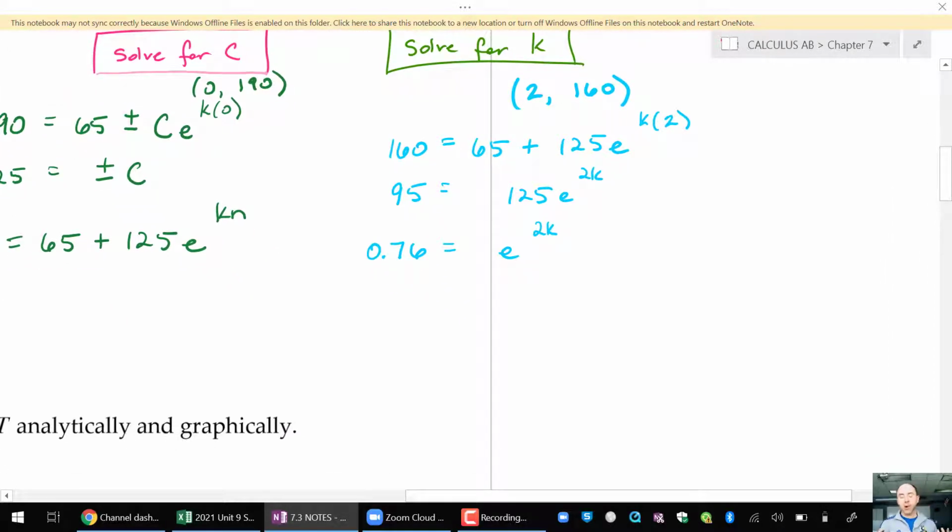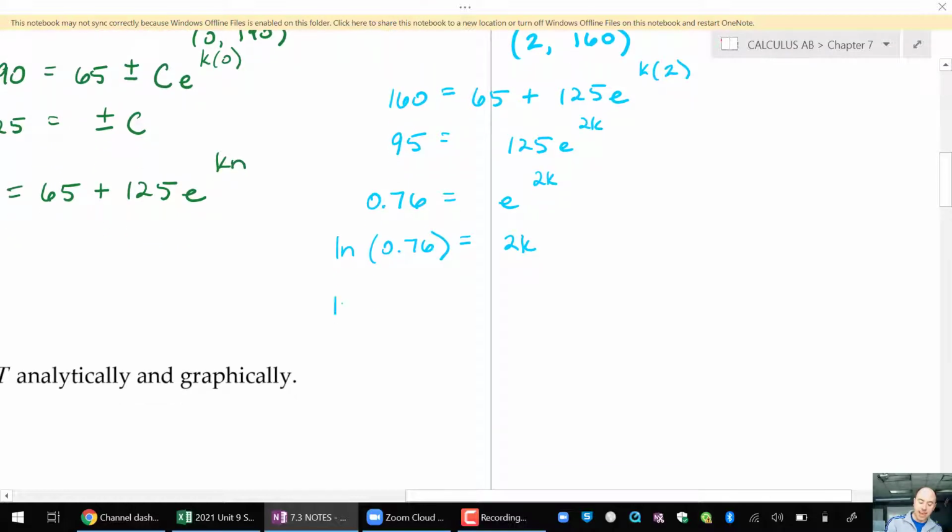And let's switch forms here. So let's take the log of both sides. Log of 0.76 will equal my exponent of 2k. So here's my k value, the constant of proportionality. The log of 0.76 all over 2, which is approximately equal to, divide that out on your calculator, and we should have a negative 0.137218. There's the decimal solution for K.